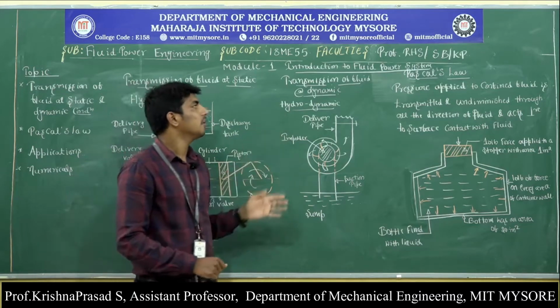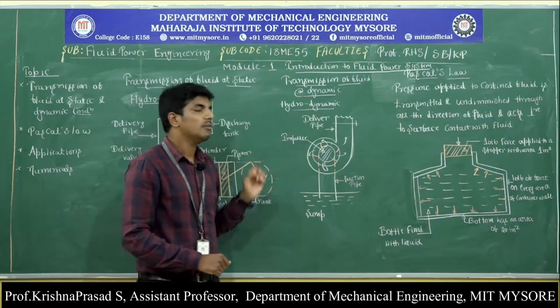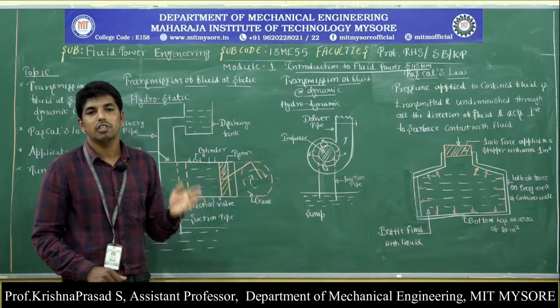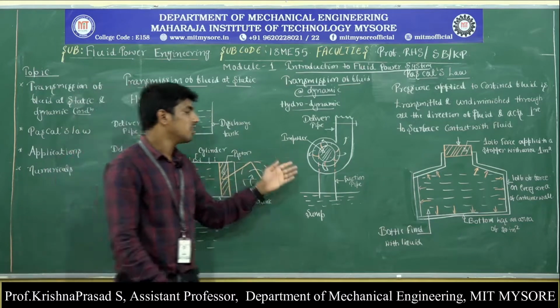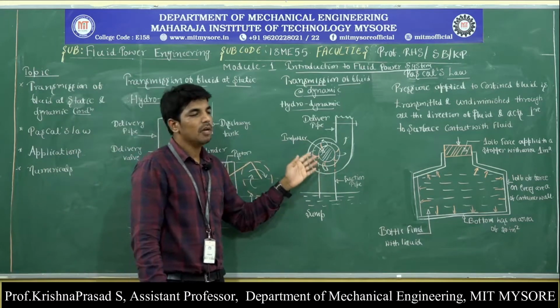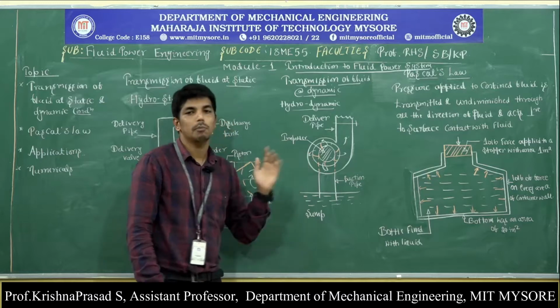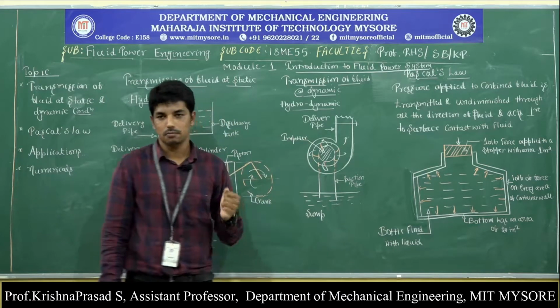One such example of transmission of fluid at dynamic condition is called a non-positive displacement pump. The example of a non-positive displacement pump is nothing but the centrifugal pump. How do centrifugal pumps work?